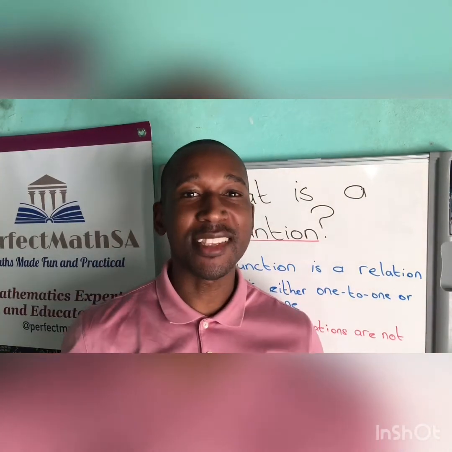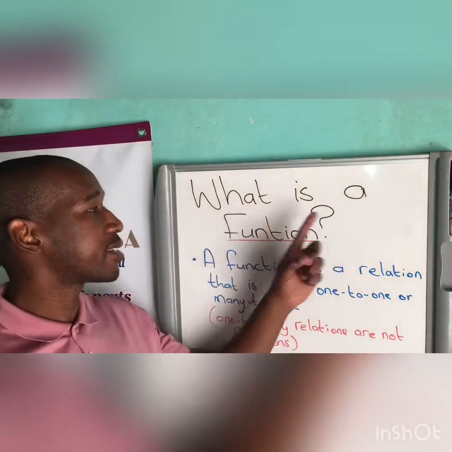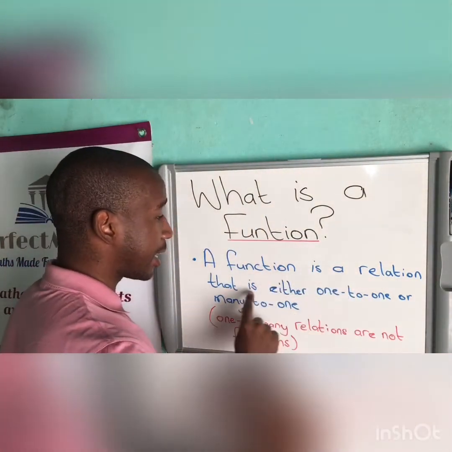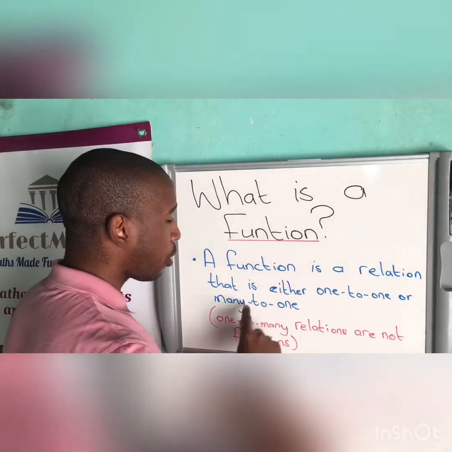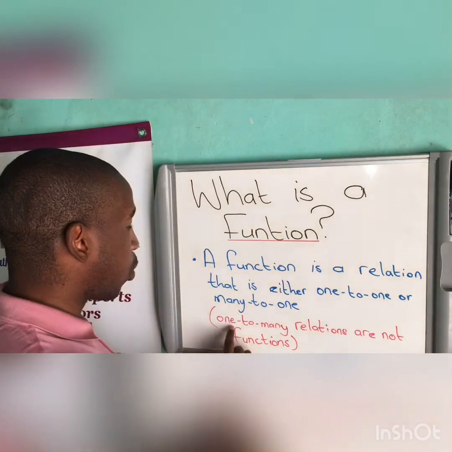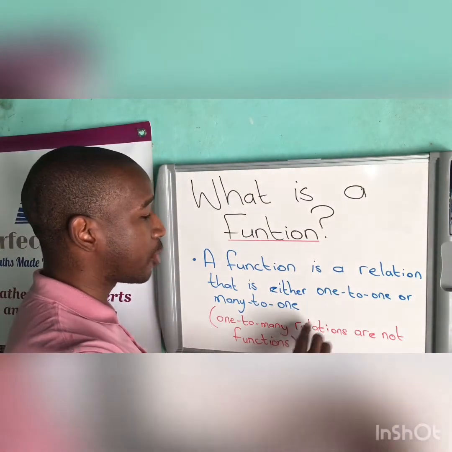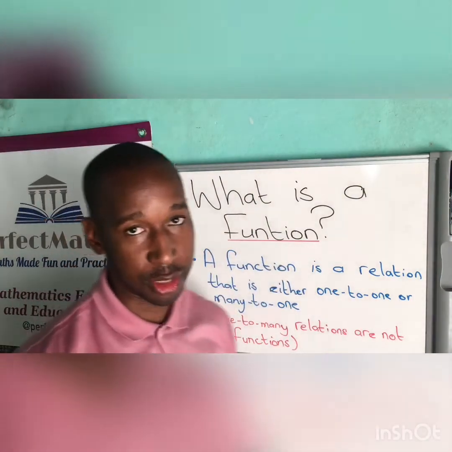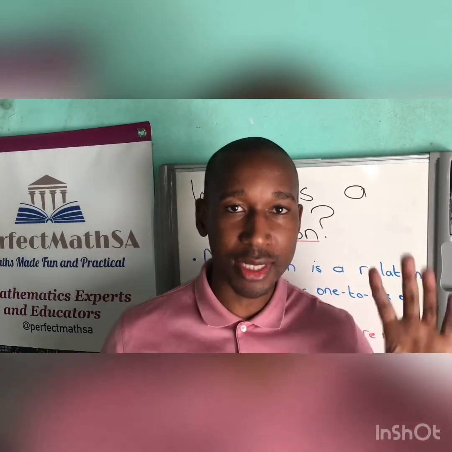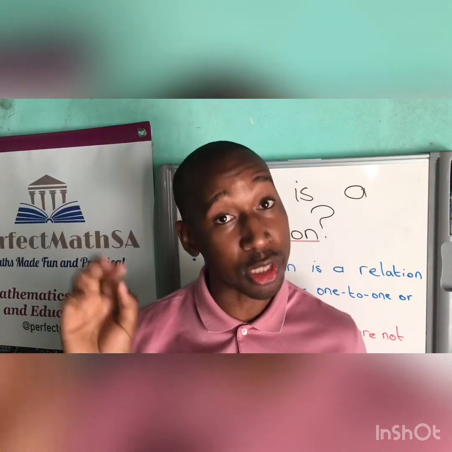Finally, we are able to answer the big question of what is a function. So a function is a relation that is either one-to-one or many-to-one. So that's essentially the definition of a function. Now the one-to-many relations are not functions. So now we know functions are essentially rules that are set between two sets connecting the elements of one set called the domain to the elements or images in the other set called the range.